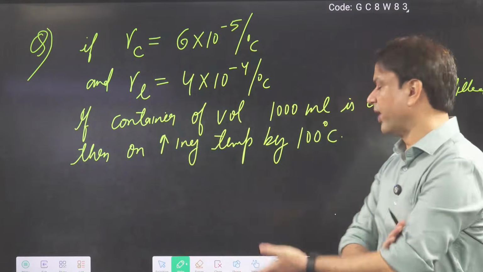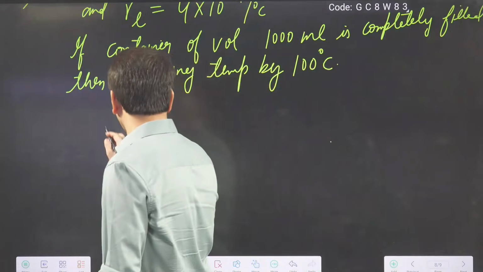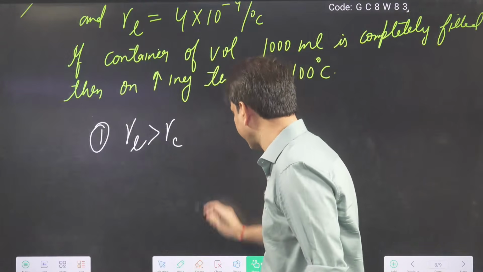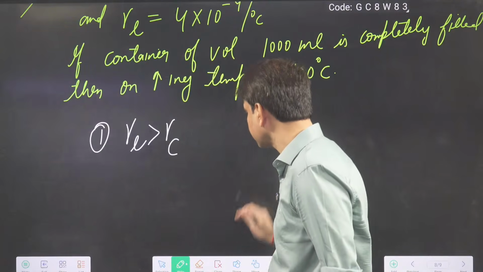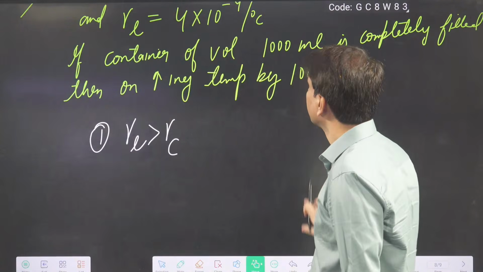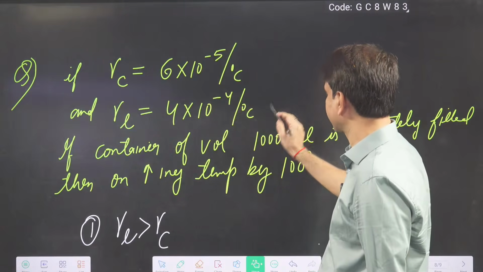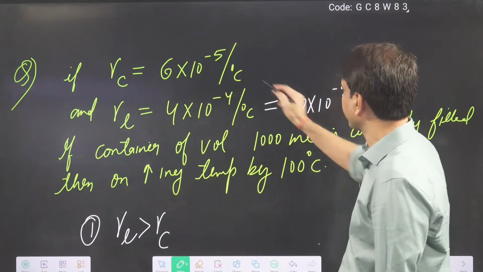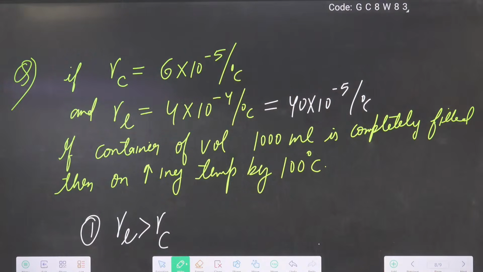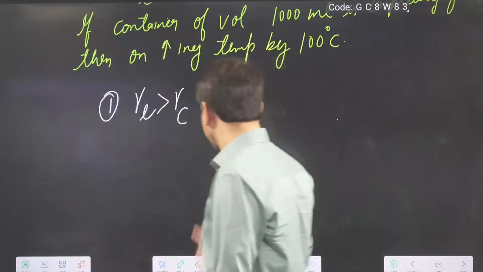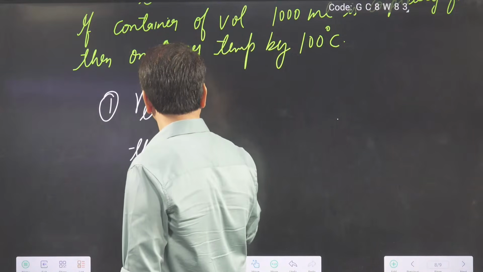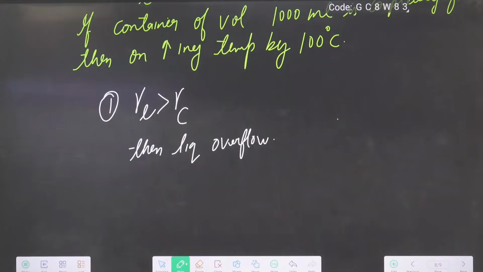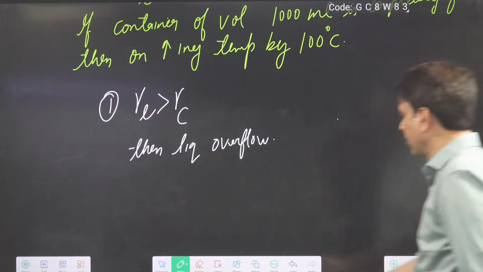Overflow. Why? Because here gamma liquid is more than gamma container. The powers are different; after making the power the same, you can easily compare. Like here I gave power 4, so this is 40 into 10 to the power minus 5 per degree C. Now which is more? Gamma liquid is more than gamma container. Then the liquid will overflow. Everybody got this? Up to this okay?